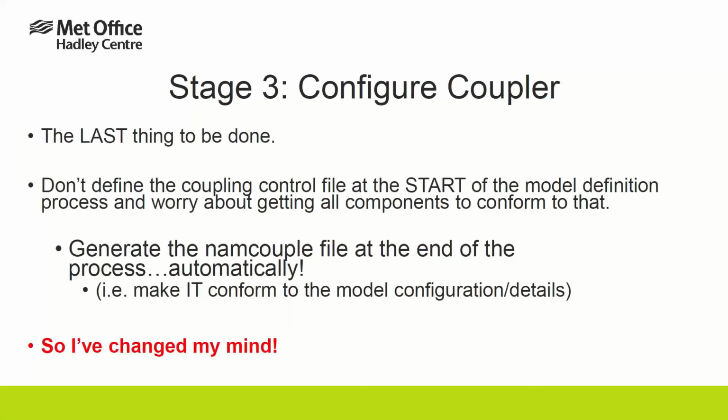And so stage 3 is then to configure the coupler, which is the last thing to be done, as opposed to what we currently do, which is to create the NAM couple first. To me that means generating the NAM couple on the fly at the end of the process. From configuring components, we have all the information we need to know about coupling. We can then create the coupler control files on the fly and make them conform to whatever configuration we want to run. So I've completely changed my mind about how we should deal with the NAM couple files.